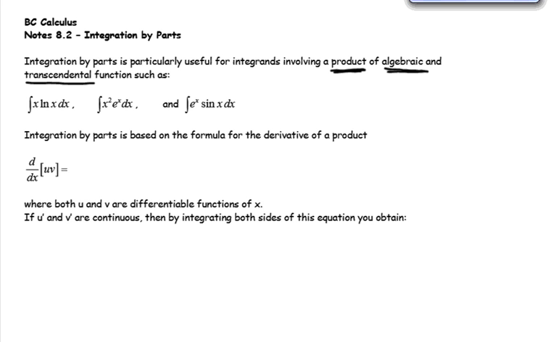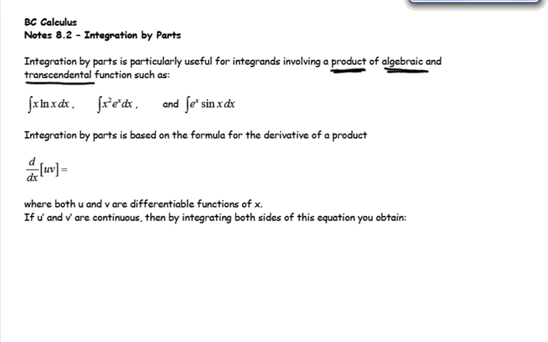What I mean by algebraic versus transcendental: algebraic would be basically like a polynomial, whereas transcendental would be like natural log, e to the x, or a trig function. We actually have not found integrals of these types of functions before because we haven't learned the technique for solving them. So this is kind of like the product rule for integration, because before we hadn't really looked at products other than using u substitution.